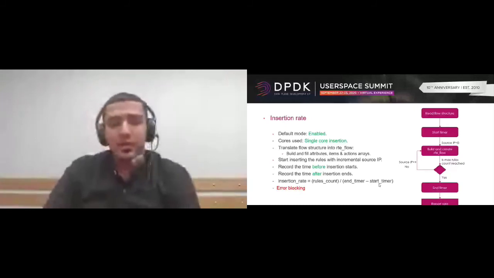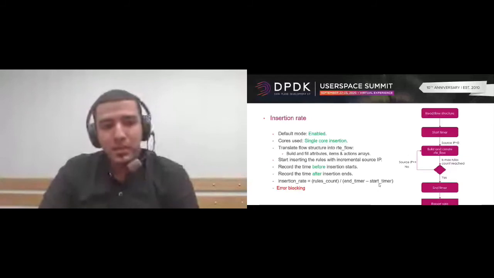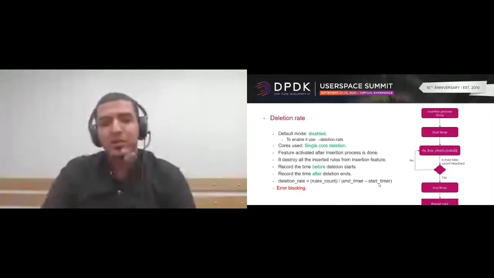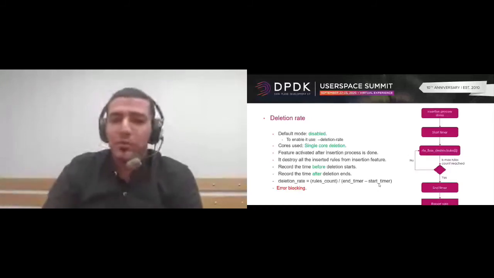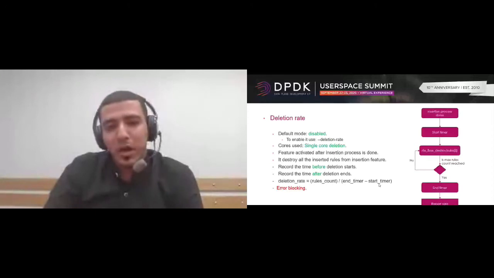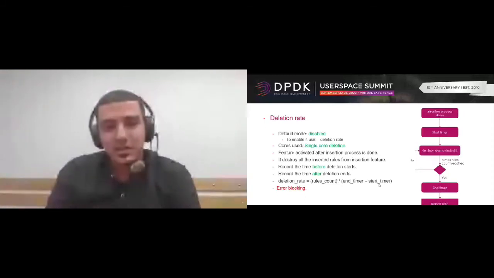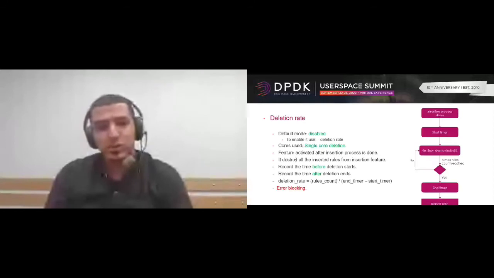The second feature provided by this application is the deletion rate. What is deletion rate? Deletion rate is the total number of RTE flow rules deleted by the hardware using DPDK. The default mode for this feature in this application is disabled. So if you run the application without enabling this feature, it will just do the insertion. To enable such a feature, you need to use --deletion-rate. This is an application option.